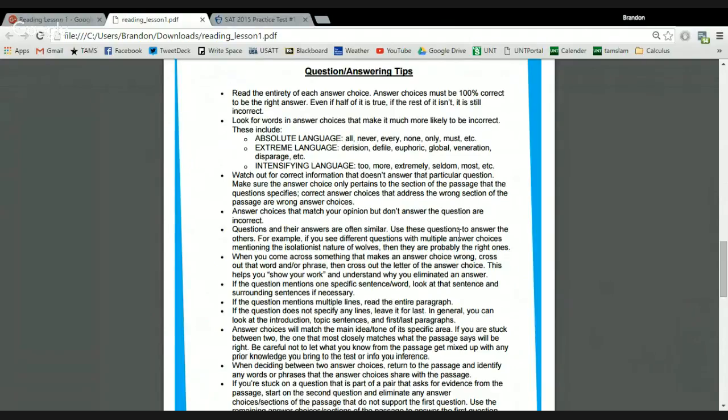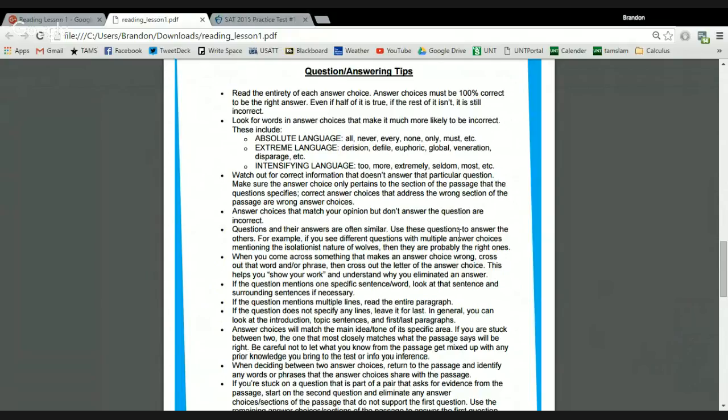Look for words in an answer choice that make it much more likely to be incorrect. Words such as absolute language, extreme language, and intensifying language will usually make the answer choice incorrect in total. You can cross those out.